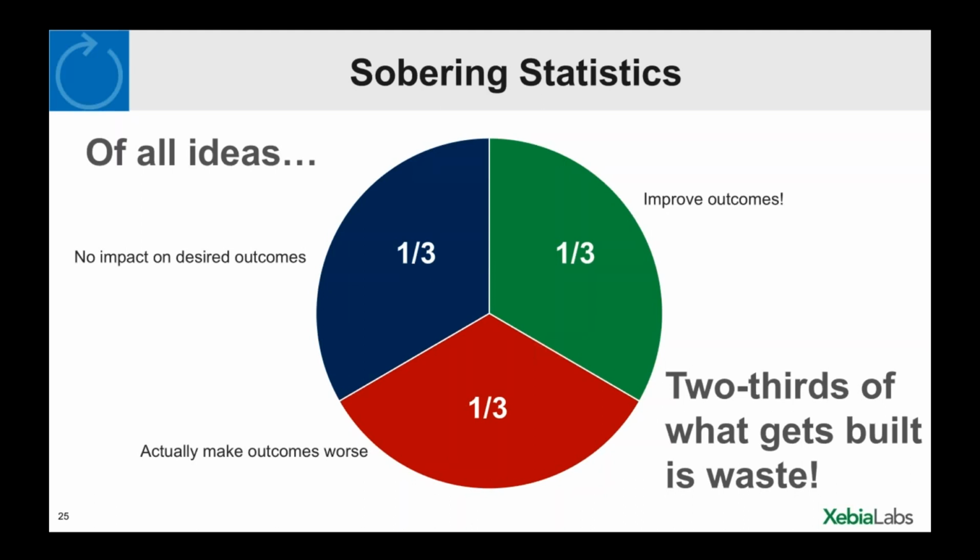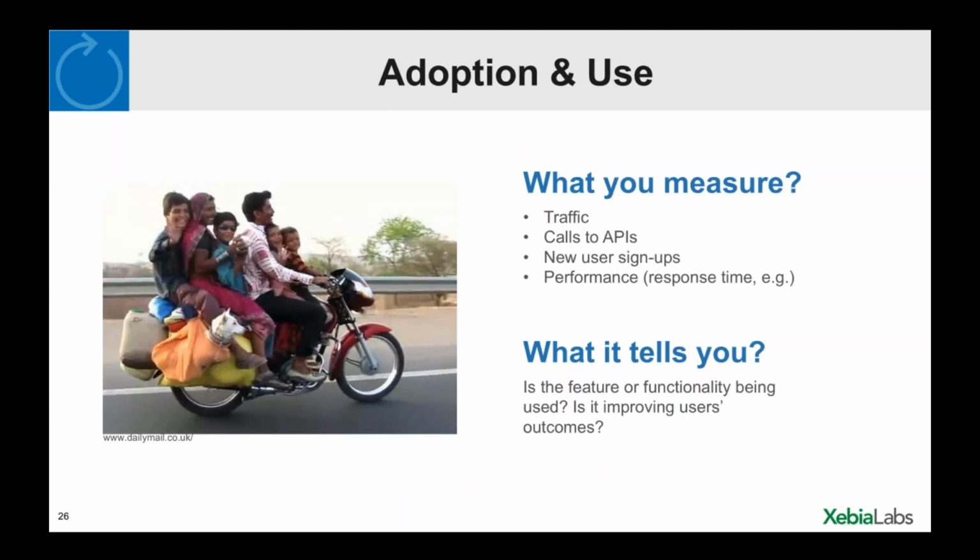Okay, so what do we measure then? What are the things we can look at for metrics? The first one will be adoption and use. This idea that everybody wants to use this thing, that there's lots of utility in what you're building. There are a number of ways to measure this. The most obvious is traffic. Are people actually coming to use your product? Obviously, it depends on what kind of software and product you're building.